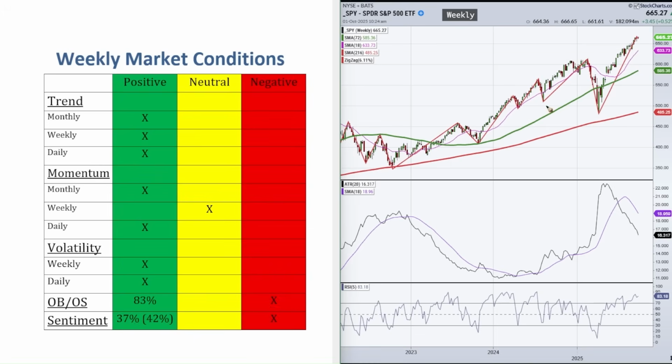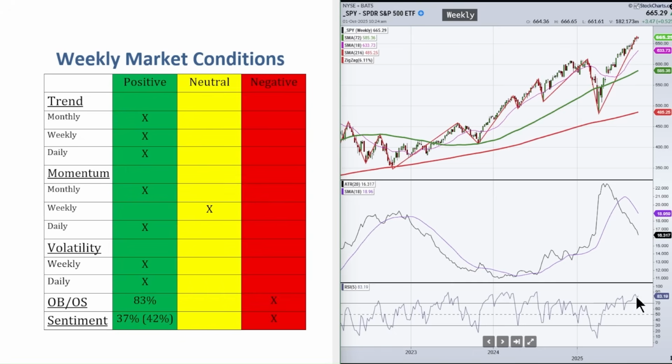All right. I think the risks in the market are more short-term oriented. I think we do have some risks, but I think they're more short-term oriented. I'll get into that a little bit more as we get into the charts themselves. Now, overbought, oversold oscillator is still up at 83. It's not really changing very much.